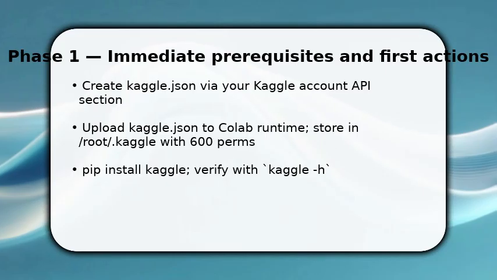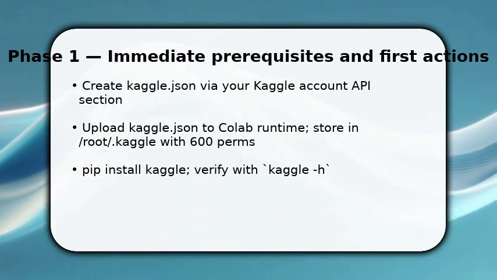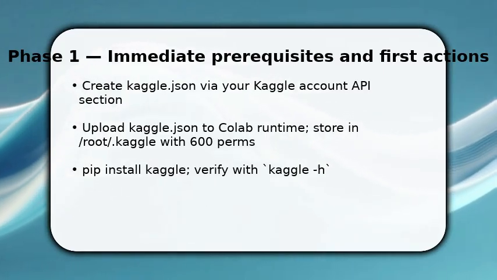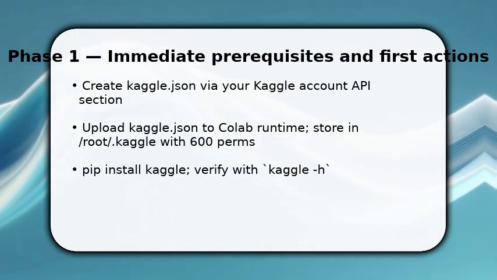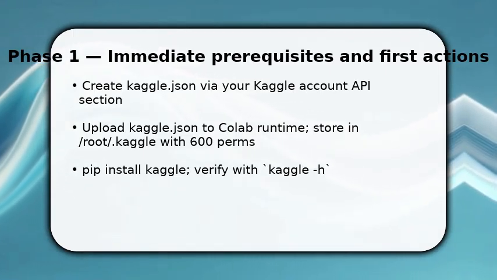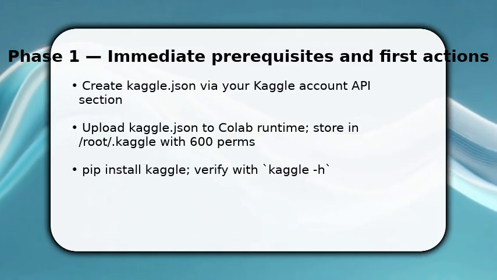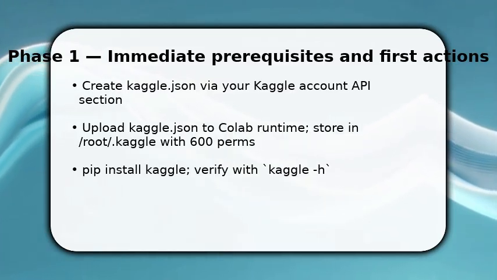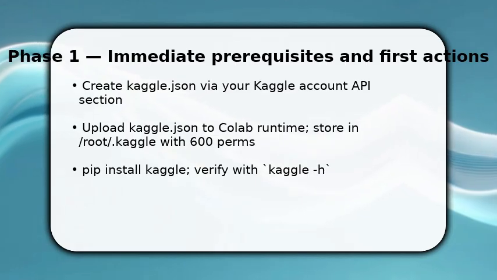You start by getting your Kaggle JSON from your account. This is the only credential the API accepts. Once done, upload that file into the Colab runtime, then move it to /root/.kaggle and set permissions to 600 so the kernel can access it securely.